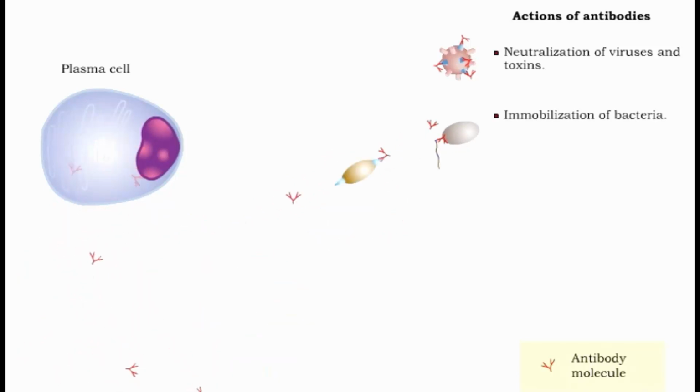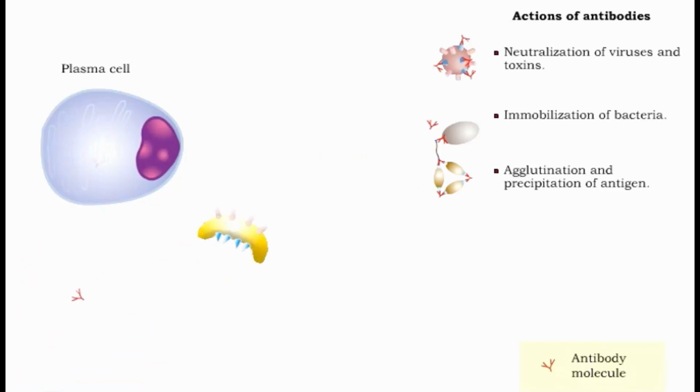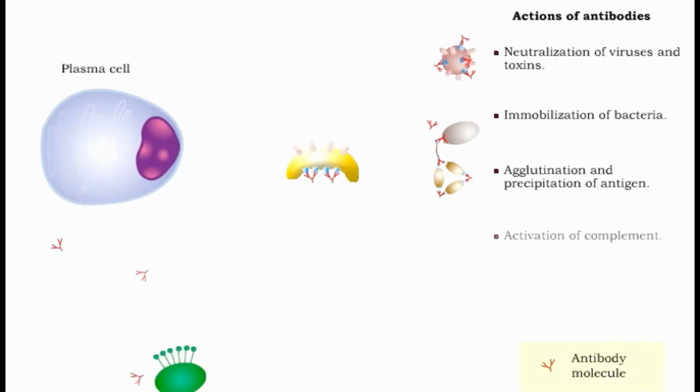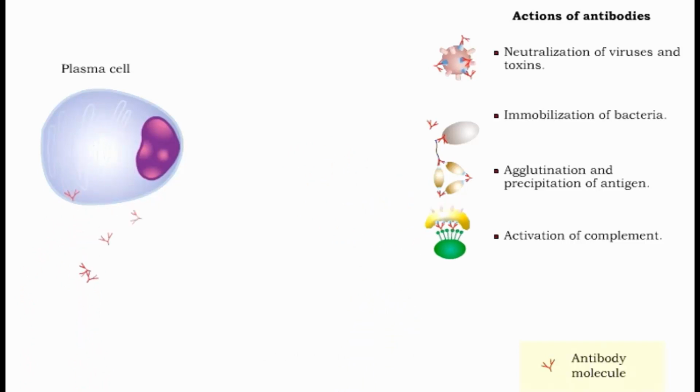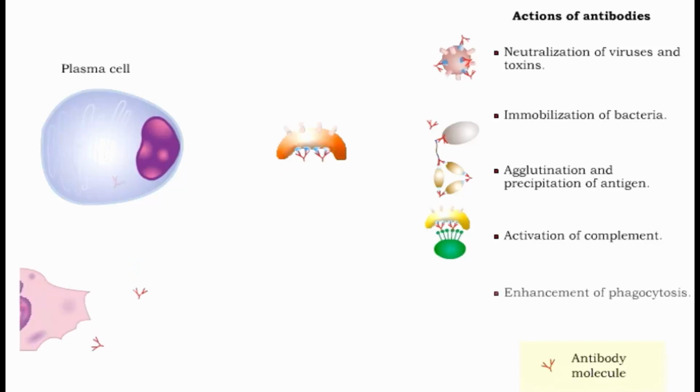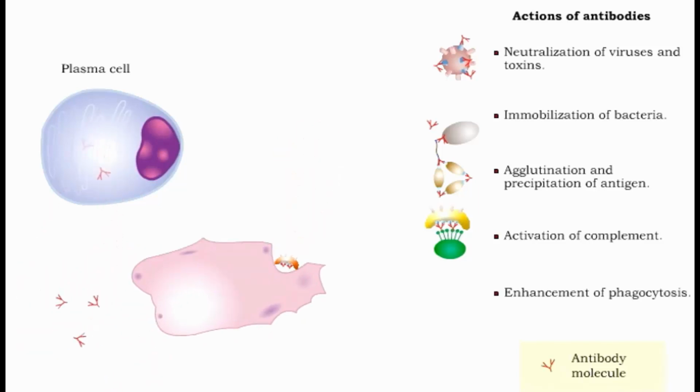Antibodies can form large antibody-antigen complexes which will agglutinate or precipitate the antigen. These complexes can then be removed by phagocytes. Antibodies initiate the classical pathway of the complement system, which produces inflammation and can lead to the death of the microbe. Antibodies can surround microbes. In a process called opsonization, their constant chain regions enhance phagocytosis.